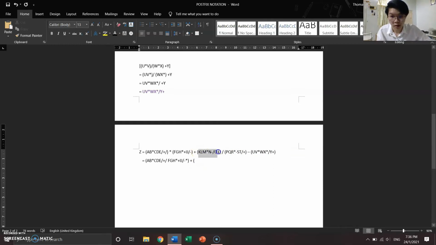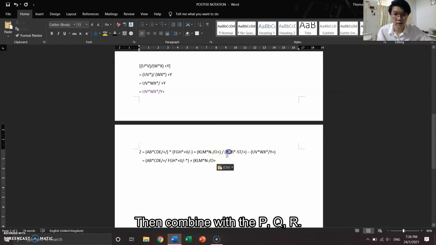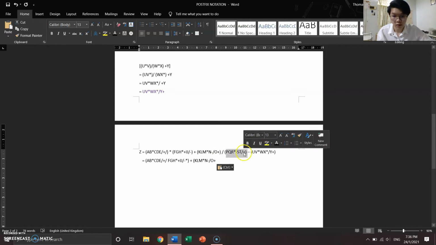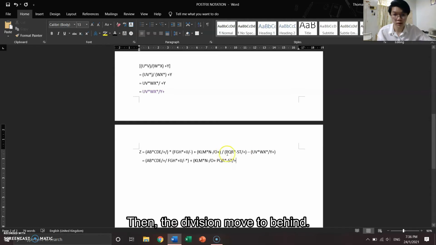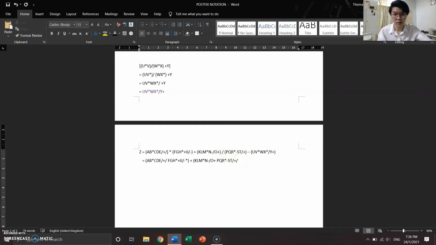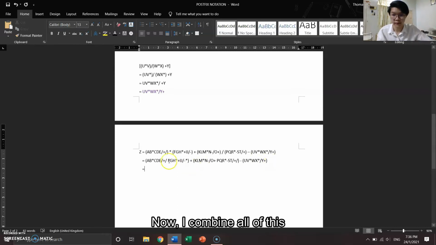So copy this, then combine with the PQR. Then the division moves to behind, and this I keep first. We do another equal. Now I combine all of this.